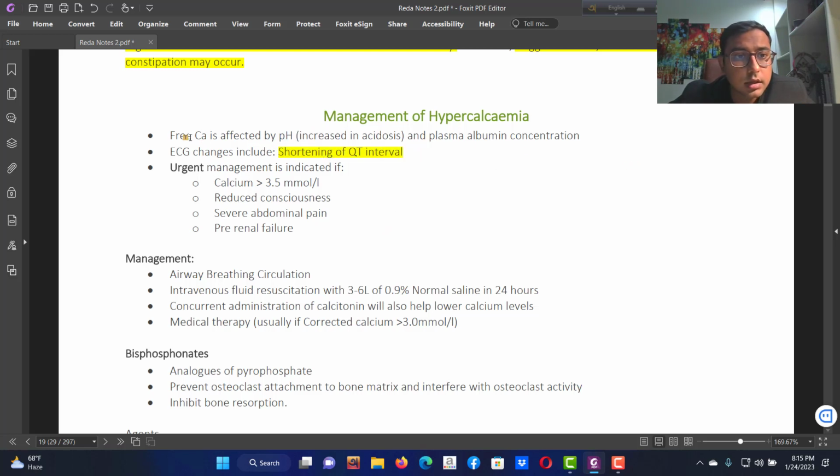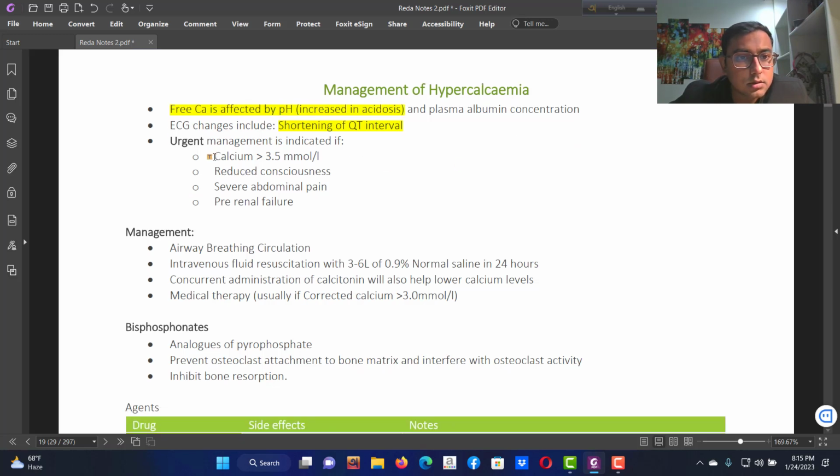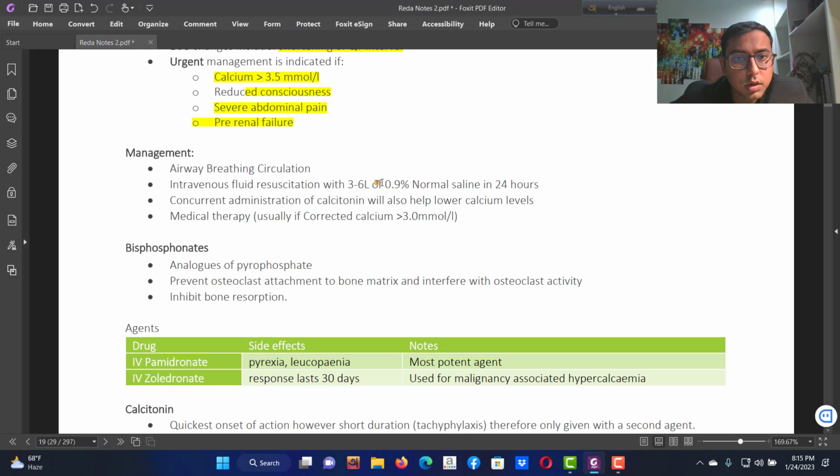Free calcium affects pH and increases acidosis. In case of acidosis, hypercalcemia occurs. If the calcium is more than 3.5, consciousness is reduced, with severe abdominal pain and prerenal failure. In that case, give 0.9% normal saline over 24 hours. First things first. Then concurrent administration of a diuretic will help you lower the calcium level.